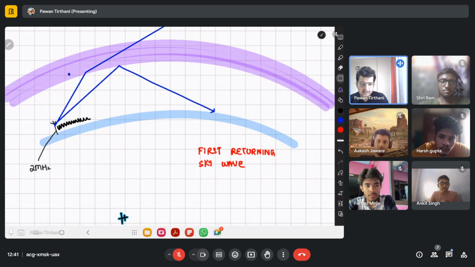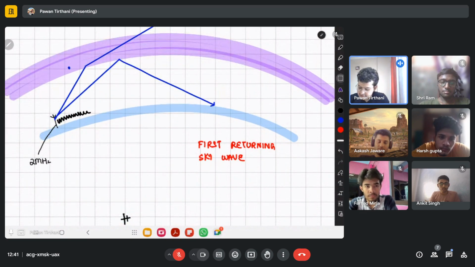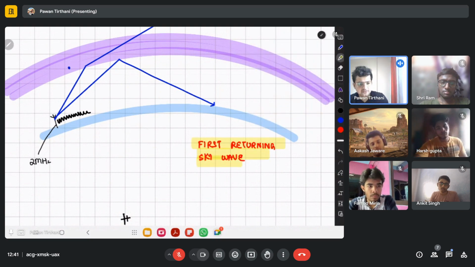Good. And tell me something. How much distance did this sky wave skip? It skipped the distance from the transmitter.